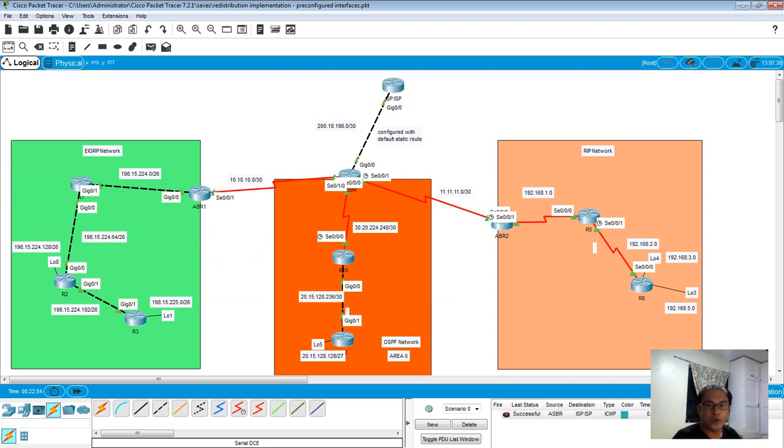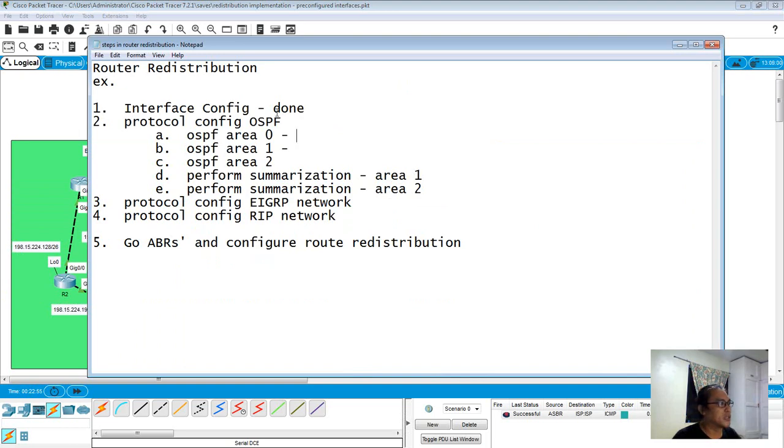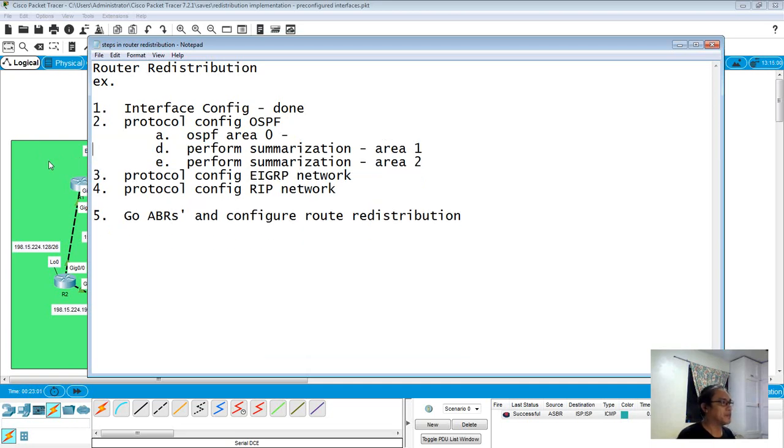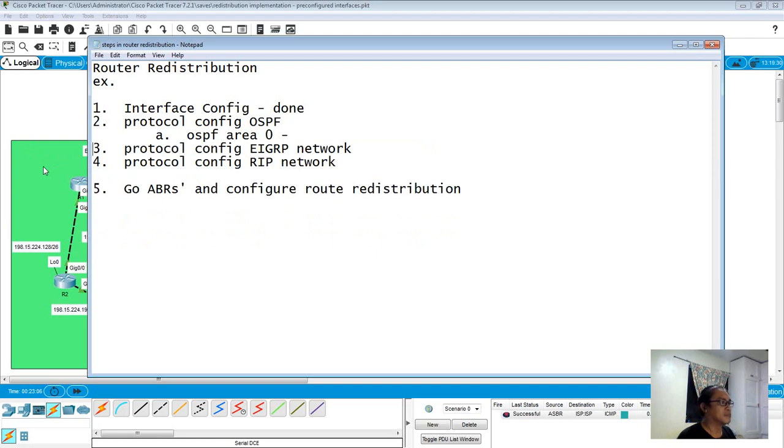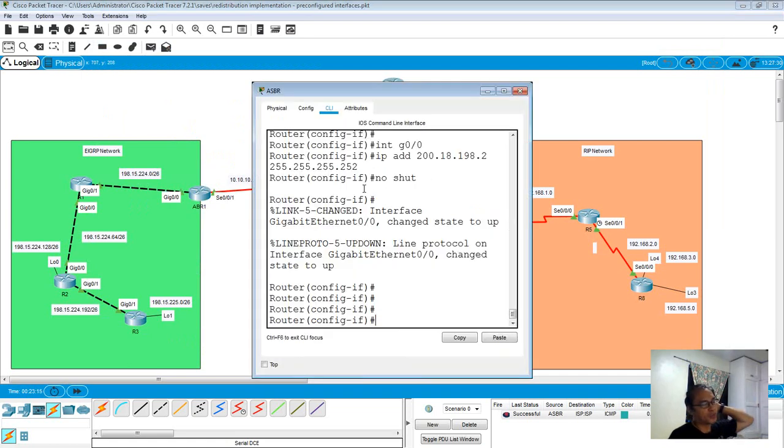So we will just go straight to configuring the OSPF, OSPF area 0. Interface configuration is already done, and protocol configuration is this one. Then we are going to create route redistribution on each of the ABRs of your routers so that they can communicate with the other routers. So let's configure the OSPF first.